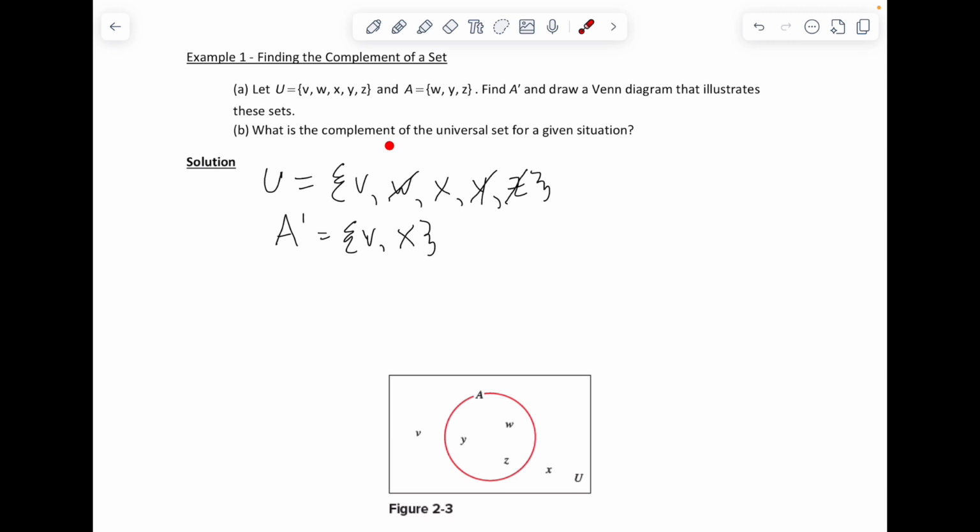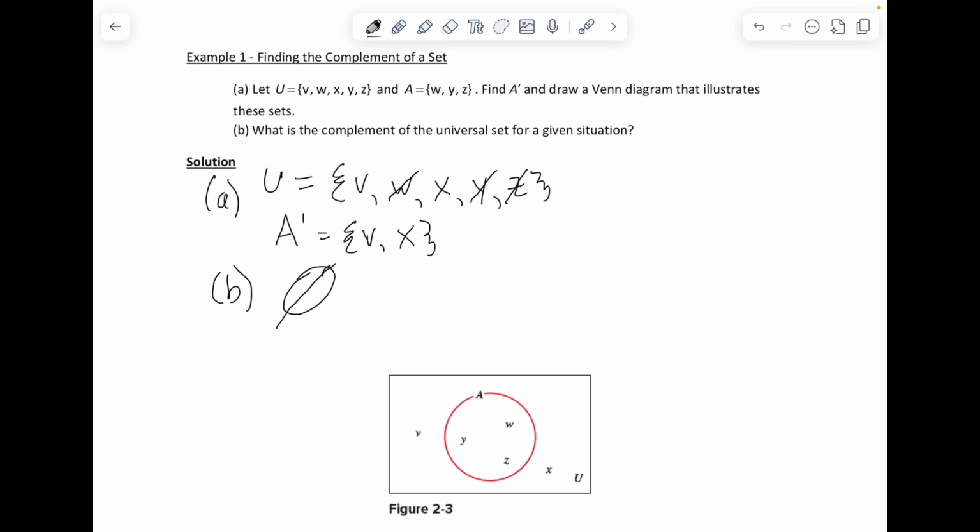Okay, how about this second question here? What is the complement of the universal set for a given situation? Well, there are no elements in a universal set that are not in the universal set, right? So according to the definition of a complement, there are no elements in the complement of a universal set. So that means the complement of the universal set is the empty set. Okay, so this is part A here. Part B, we'll just write the symbol for the empty set here.